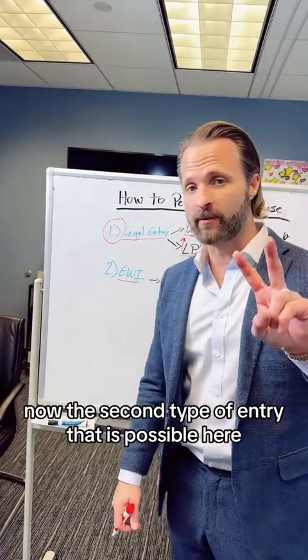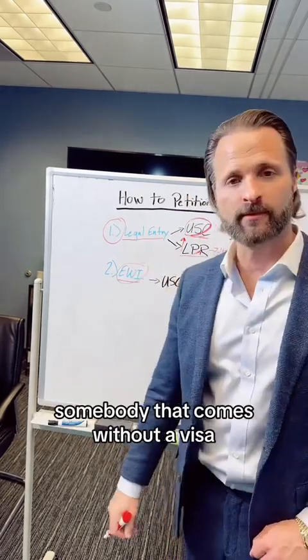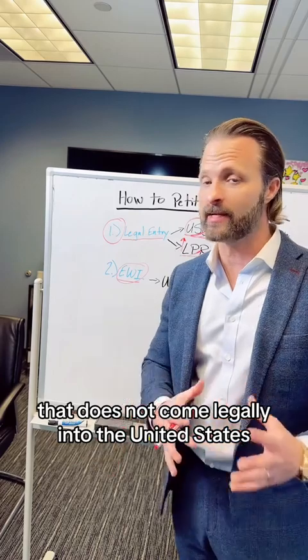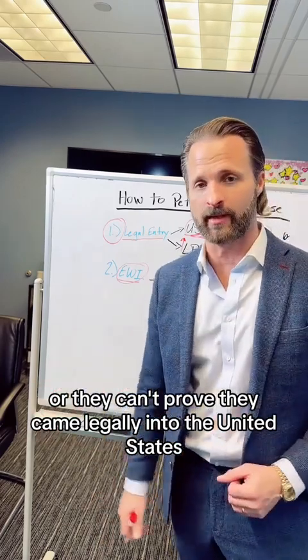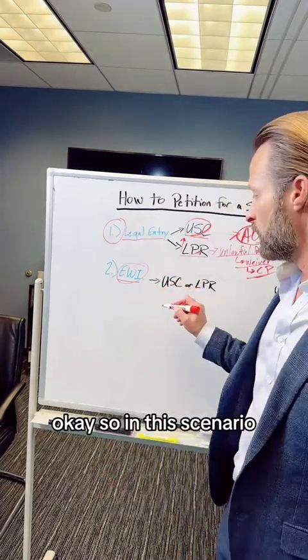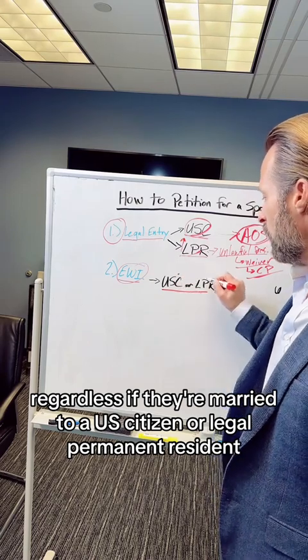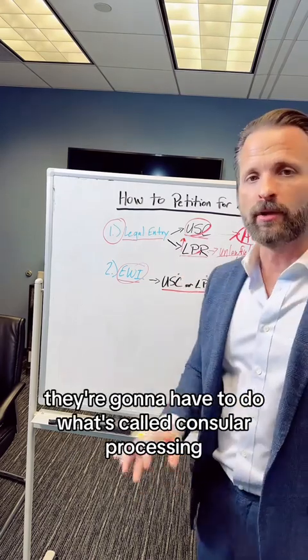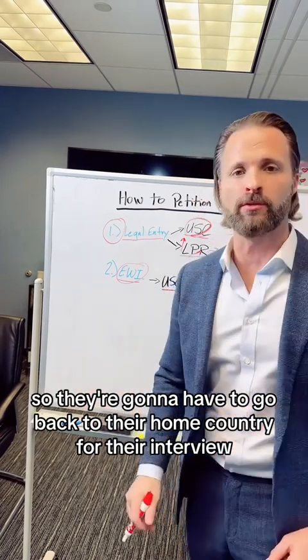Now, the second type of entry that is possible here is entering without inspection. Somebody that comes without a visa, that does not come legally into the United States, or they can't prove they came legally into the United States. They're in a different pathway as well. Okay, so in this scenario, regardless if they're married to a U.S. citizen or a legal permanent resident, they're going to have to do what's called consular processing. So they're going to have to go back to their home country for their interview.